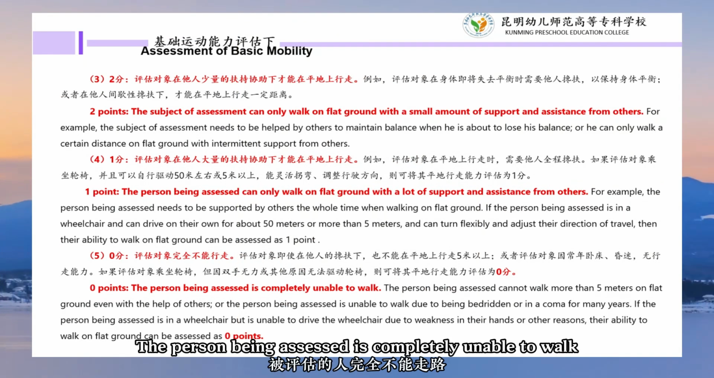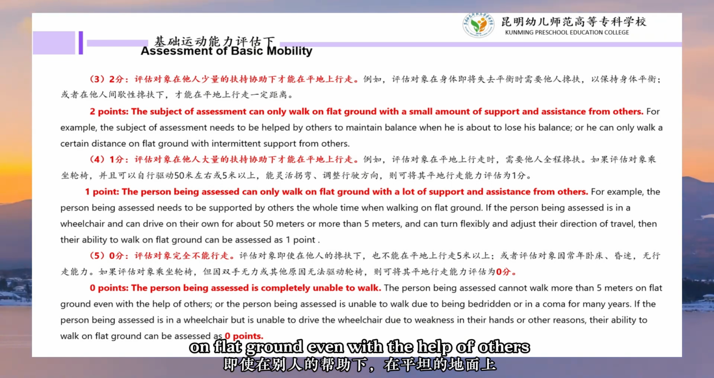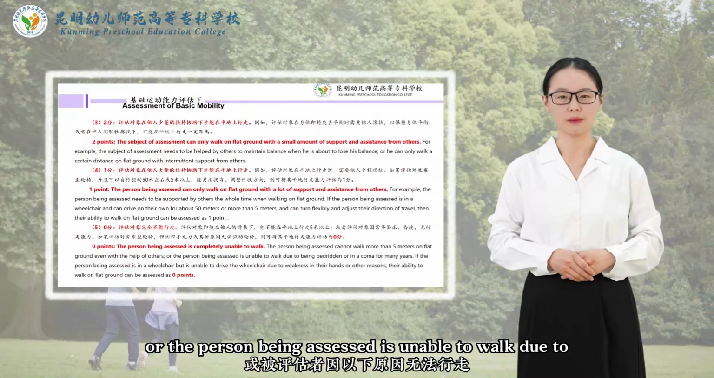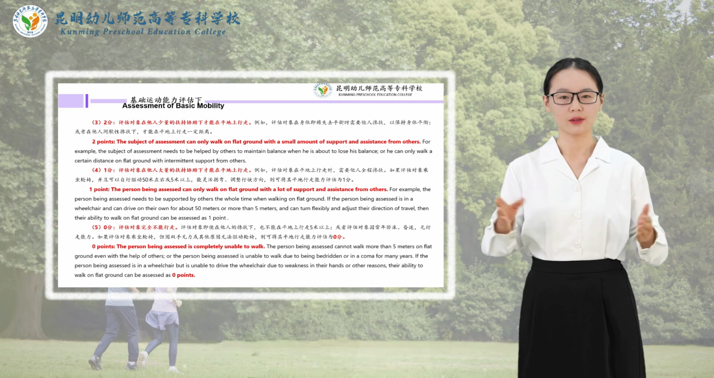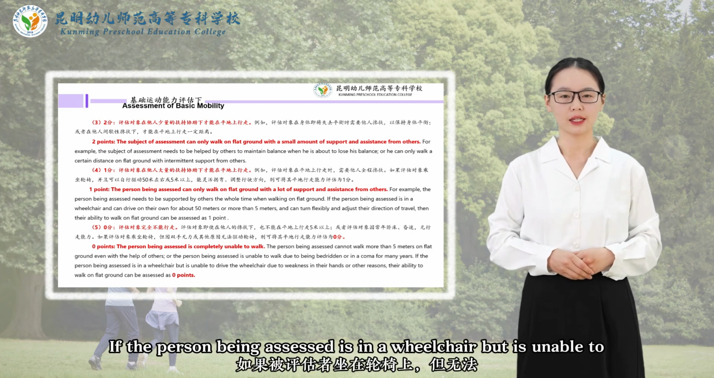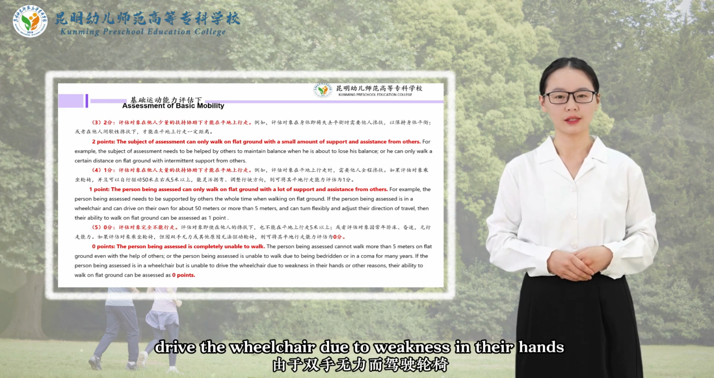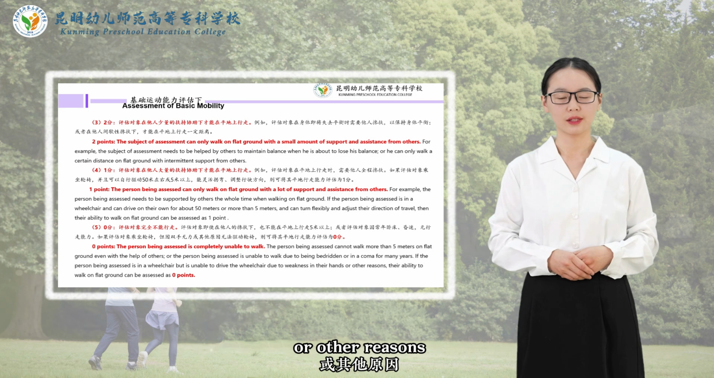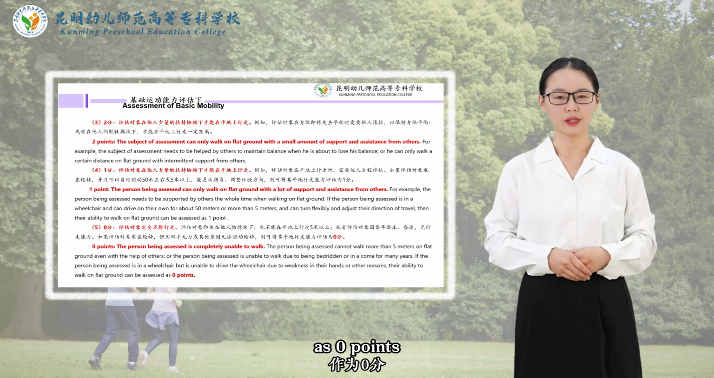0 points: The person being assessed is completely unable to walk. The person being assessed cannot walk more than 5 meters on flat ground even with the help of others. Or the person being assessed is unable to walk due to being bedridden or in a coma for many years. If the person being assessed is in a wheelchair but is unable to drive the wheelchair due to weakness in their hands or other reasons, their ability to walk on flat ground can be assessed as 0 points.